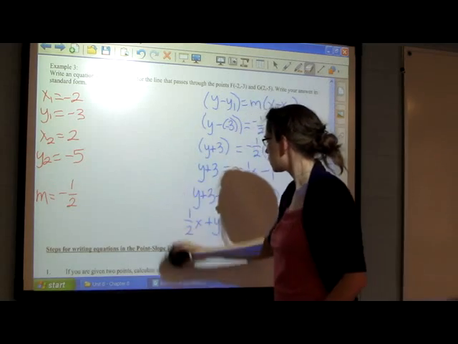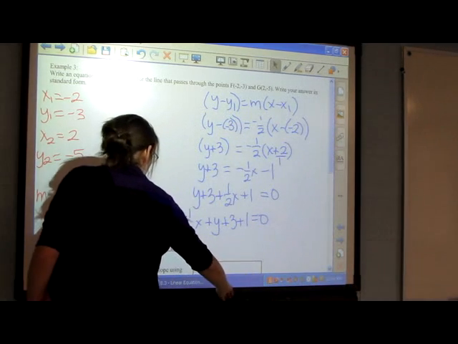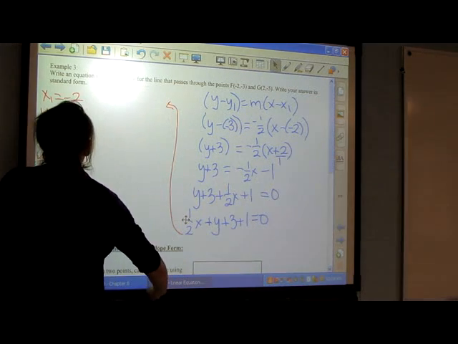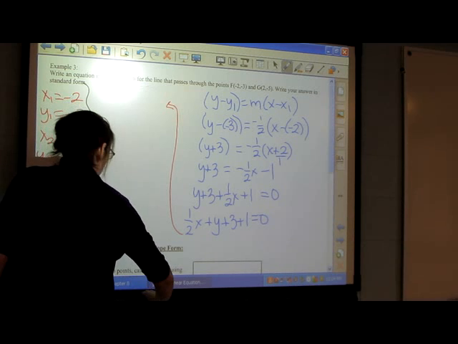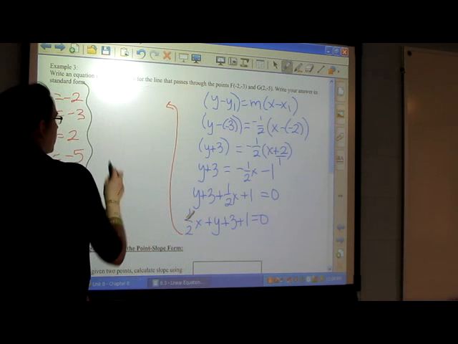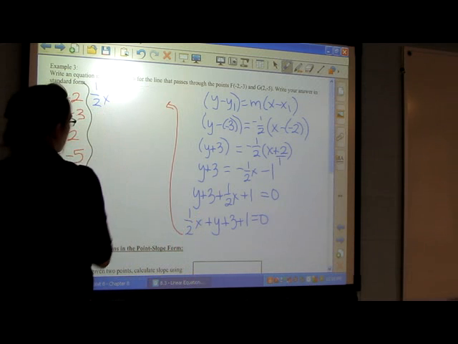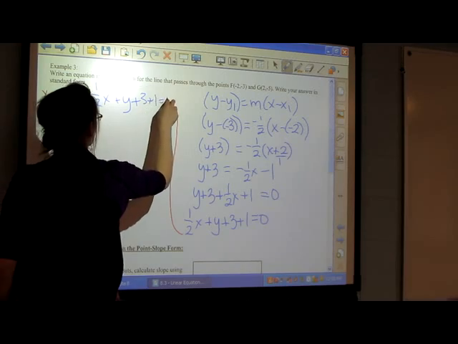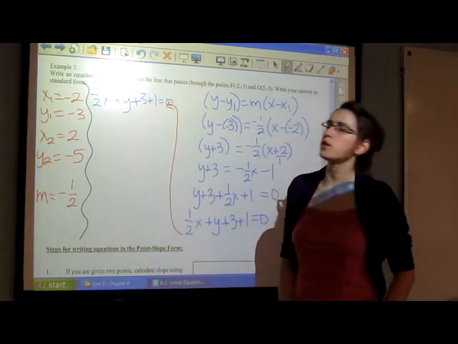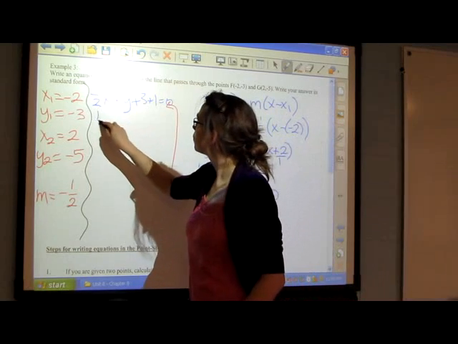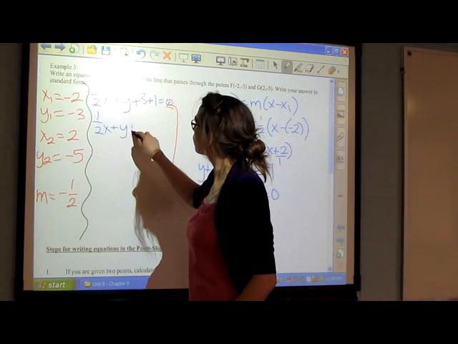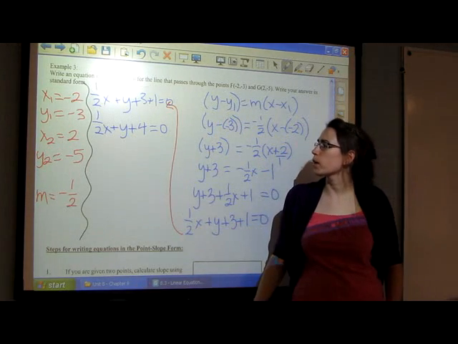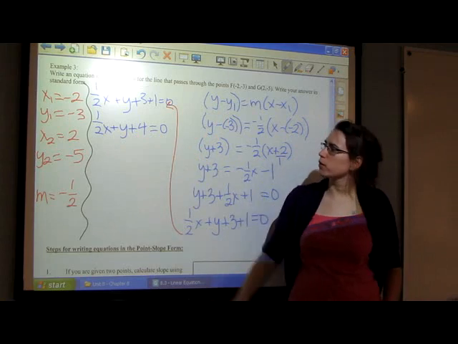I'm just going to erase this so that I can continue my work over here. So just to rewrite this line right here: 1/2 x plus y plus 3 plus 1 equals 0. Well, 3 plus 1 we can simplify to 4. So I have my x before my y, before my numbers, everything is positive. However, I do have a fraction.